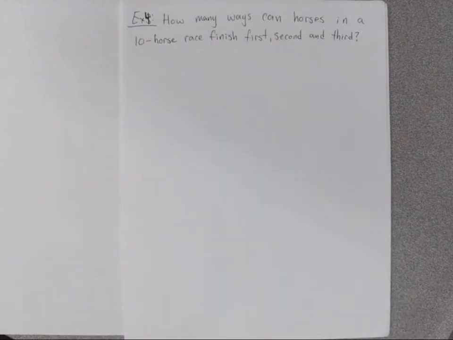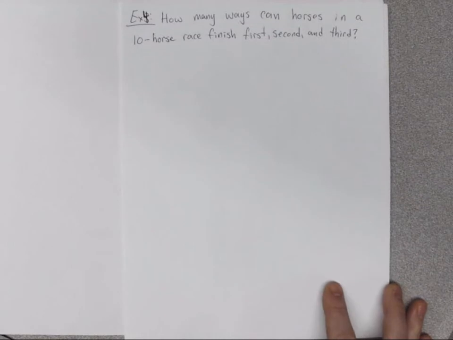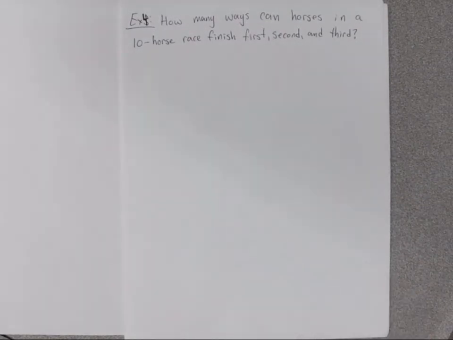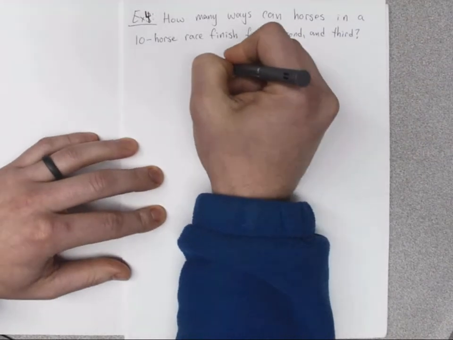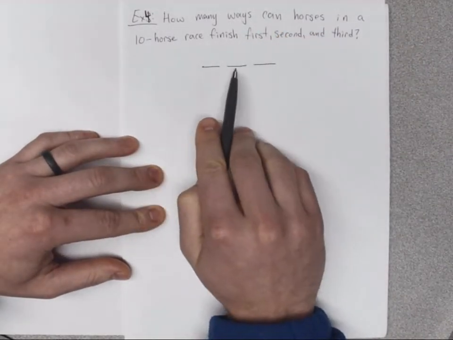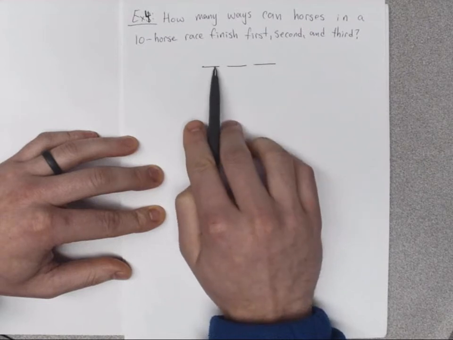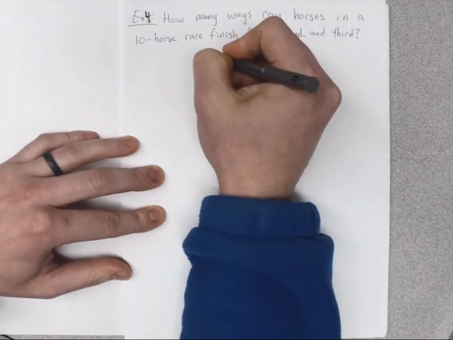All right, example 4. Pause the video, write it down, and try to do it yourself. How many ways can horses in a 10-horse race finish first, second, and third? Start out exactly the same way that we've been doing. We have 3 spots that we care about: first, second, and third. So how many horses can finish first? 10. Any of the 10 can finish first.